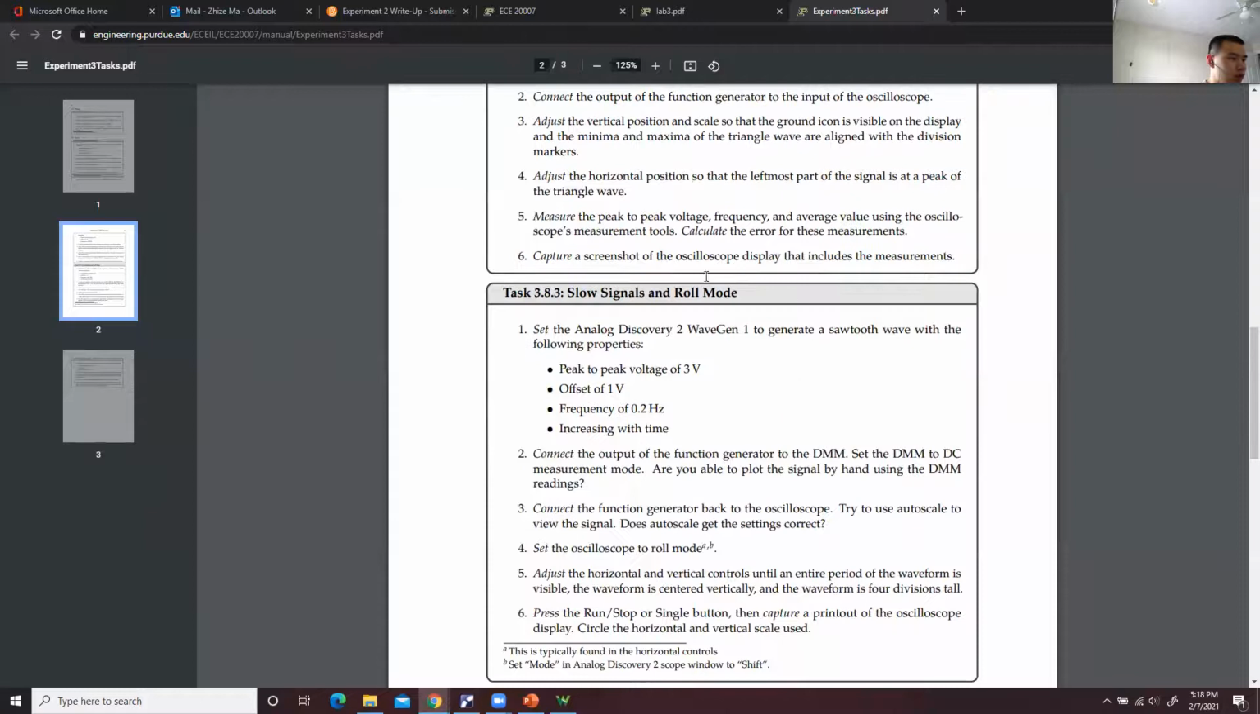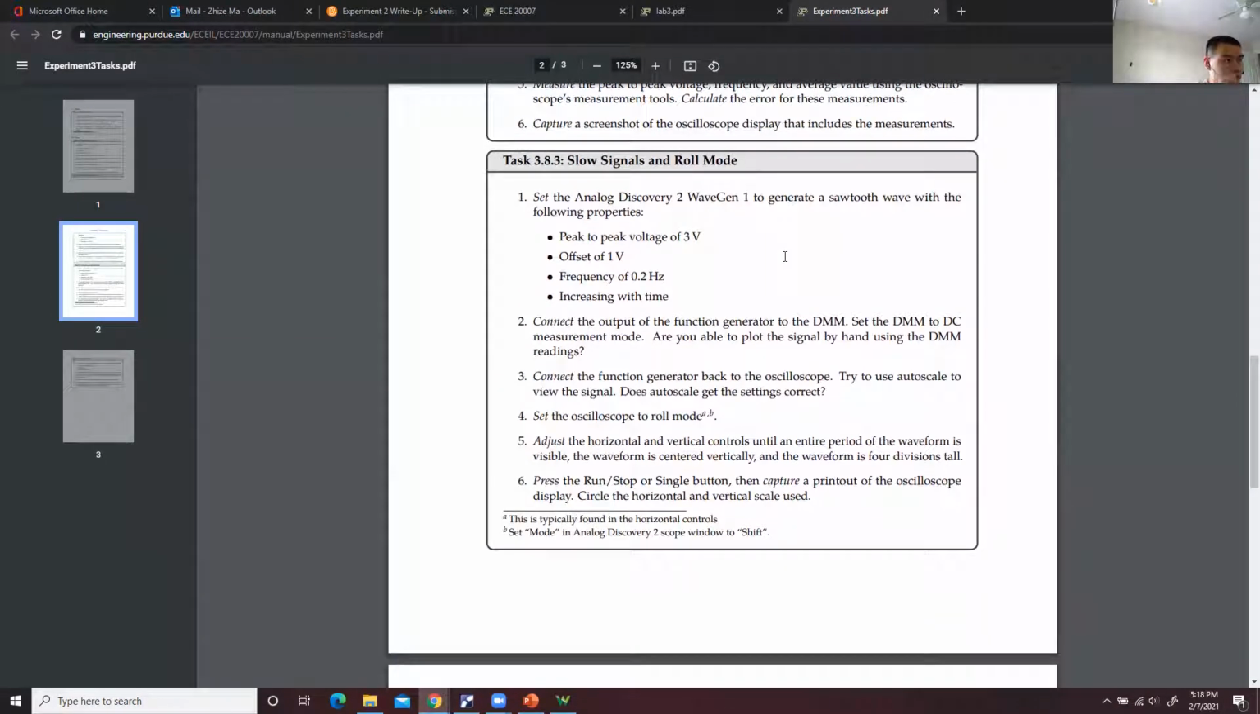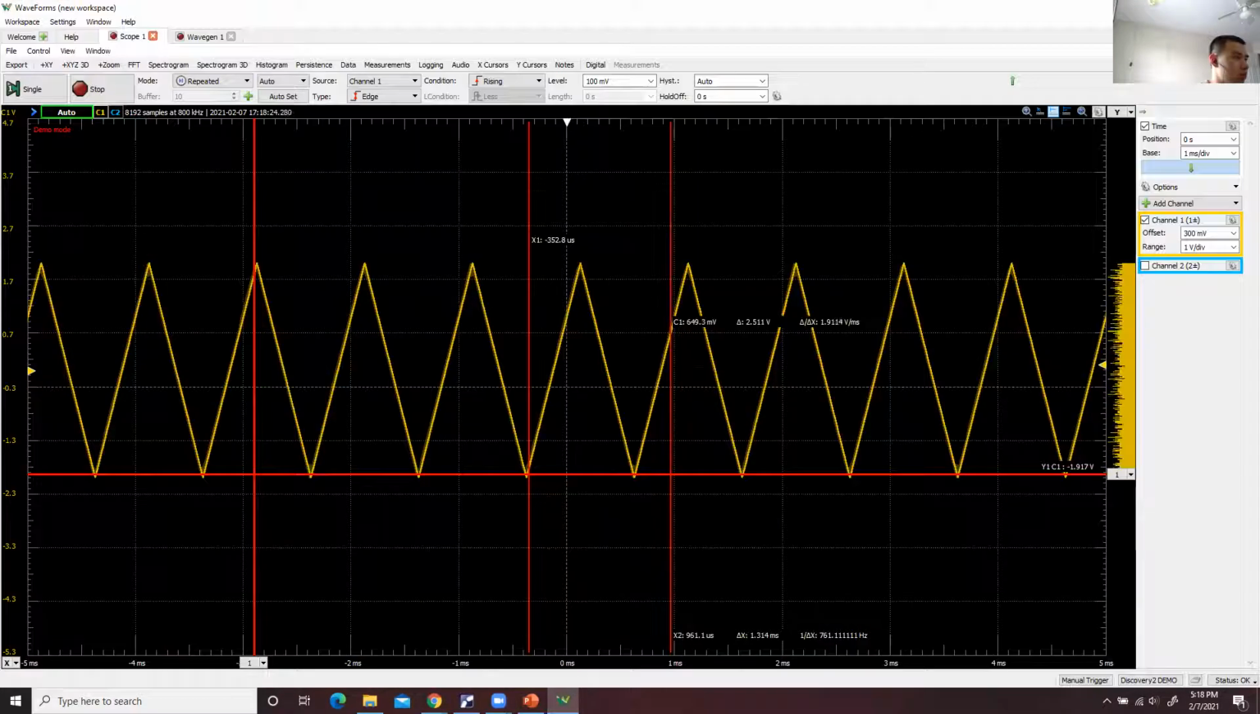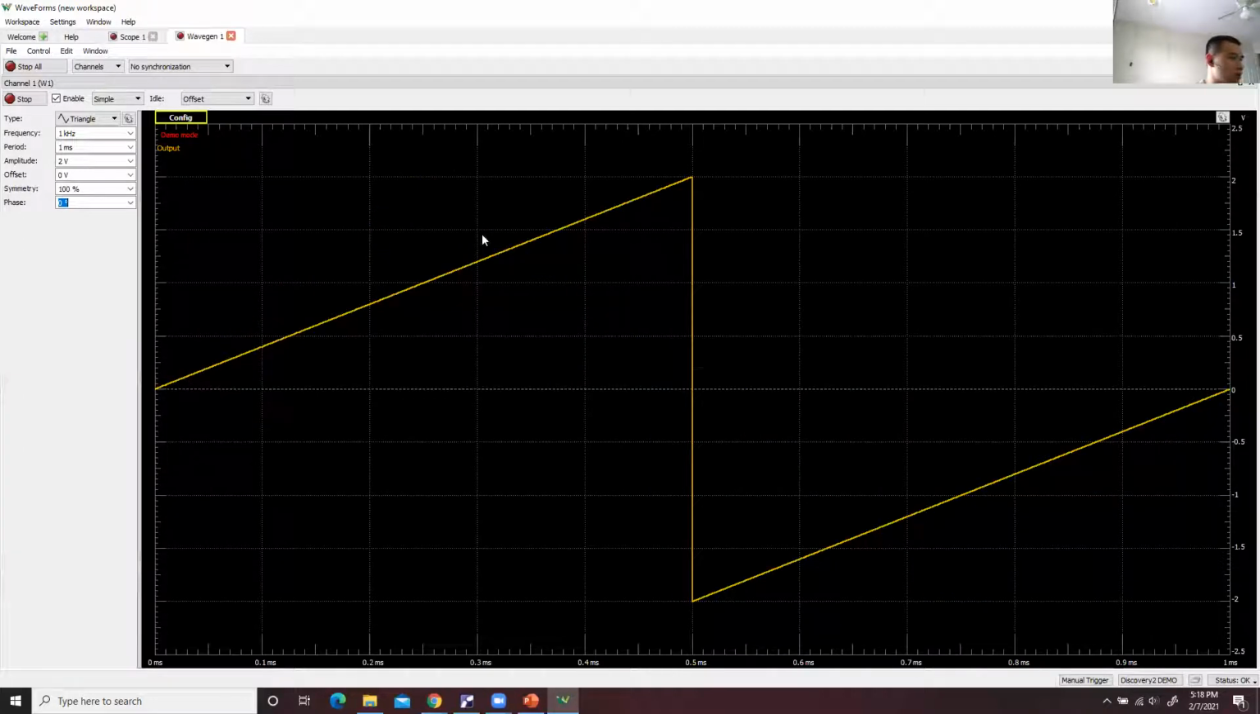And remember, you need to take the screenshot. And then in task 3, you're going to generate a sawtooth. Okay, how you can generate the sawtooth is you can use triangle wave and change this to 100. So you will have something like this. This is a sawtooth signal.